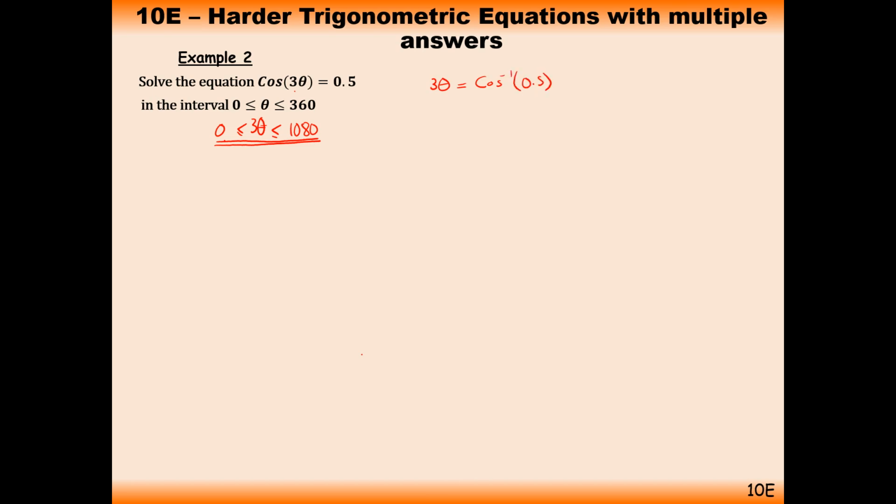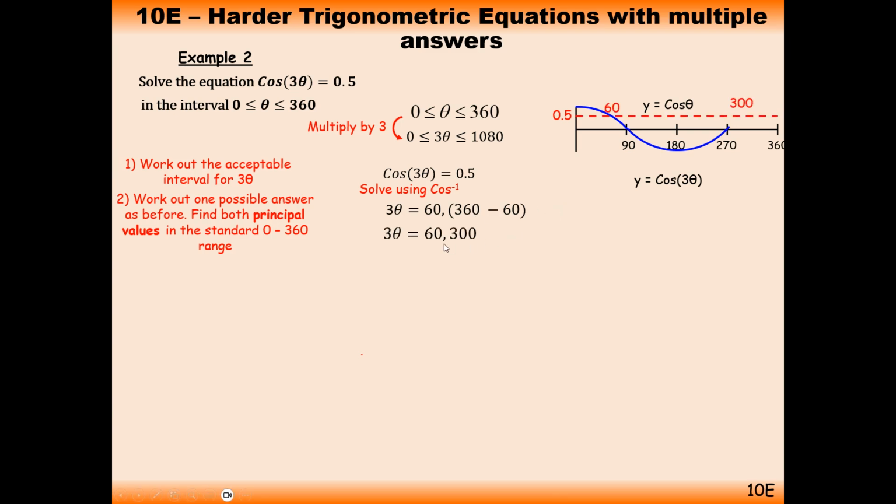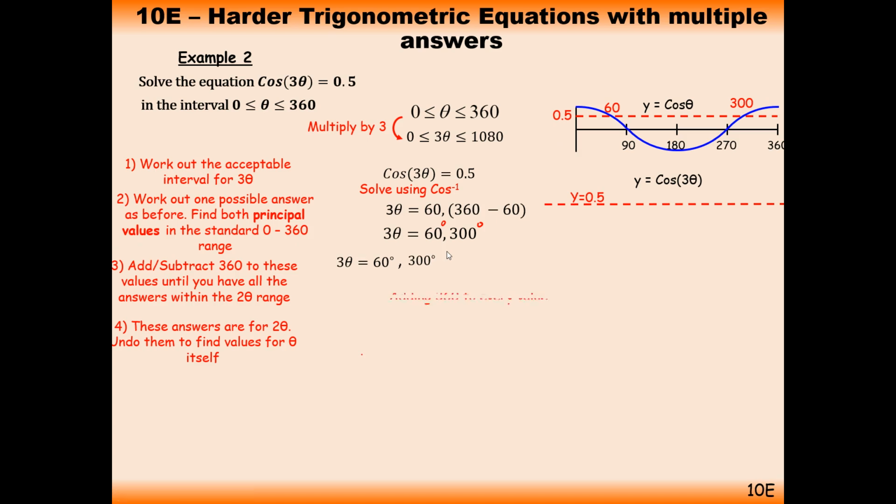0.5. Now, when we take cos inverse of 0.5, we're going to get the value of 60 degrees. Once you've found 60 degrees, you use the identity for cos. So 360 minus 60 is 300. These are the two principal values, 60 and 300. Then for these two principal values, all you have to do is add 360 to each of them, because it will repeat itself.